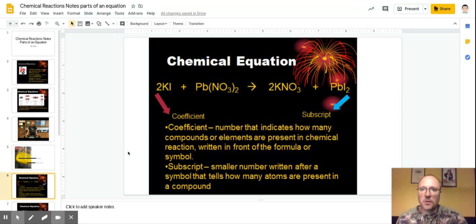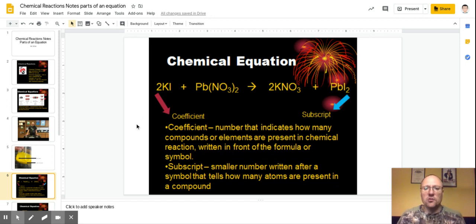So there is one spot where you're going to label this 2 that's in front of the K I a coefficient. Now, a coefficient is a number that indicates how many compounds or elements are present in a chemical reaction, and it's written in front. Key part there, it's written in front of the formula or symbol. Coefficients are only used in chemical equations. We would never use a coefficient just for a chemical formula by itself. It's only when it's part of this larger equation.